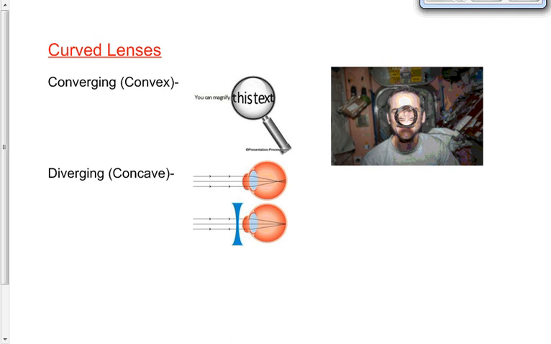What does a convex lens or a converging lens look like? Well, it's the one that's bulged out in the middle, unlike the converging mirrors, which is the one that was caved in the middle. It's a magnifying glass, right? A converging lens, a convex lens, is a magnifying glass. A diverging lens, one that's thinner in the middle, a concave lens, the glasses that I have on right now.